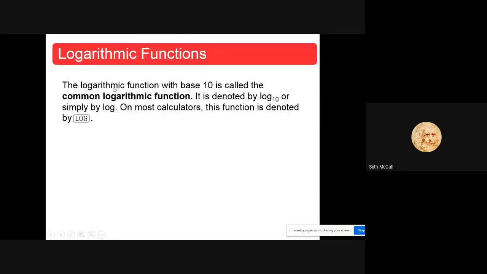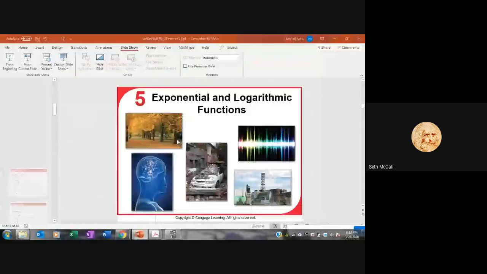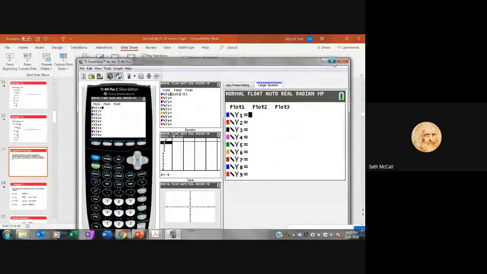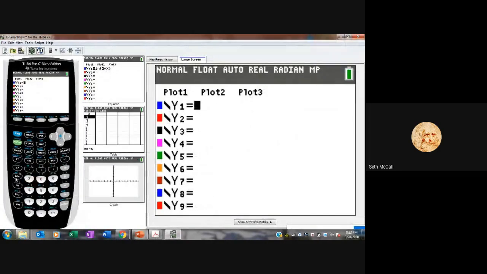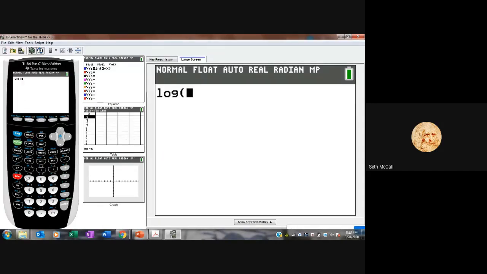And as I just said, the logarithmic function with base 10 is called the common logarithmic function and is denoted by log base 10 or simply just log. On most calculators, this function is denoted by the key that says log. And very quickly, I want to show you that on your graphing calculator, you can see the key right here. One, two, three, four, five, sixth key down on the left-hand side, it says log. And if you're in the home screen and you press that, you can see it comes up and says log.